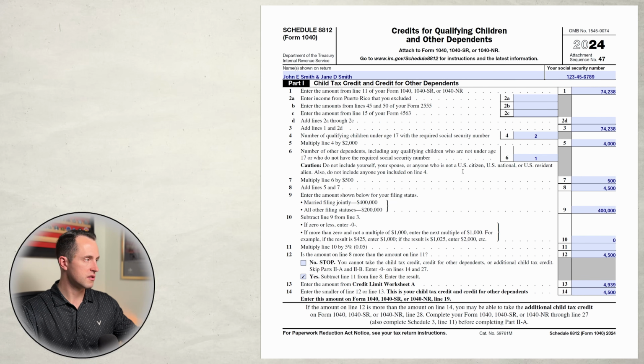So in this example, let's just say that John and Jane Smith, they have a kid that's at college, doing a community college, still lives at home, but they are going to be able to claim them as the credit for other qualifying dependents here. So we're going to put 1 right here.